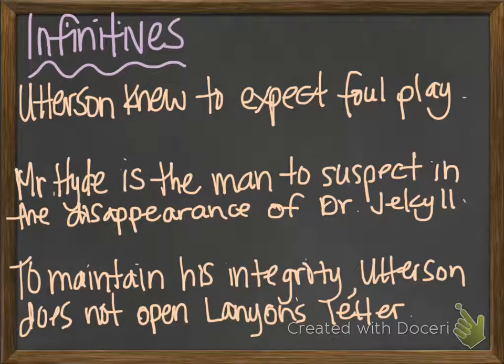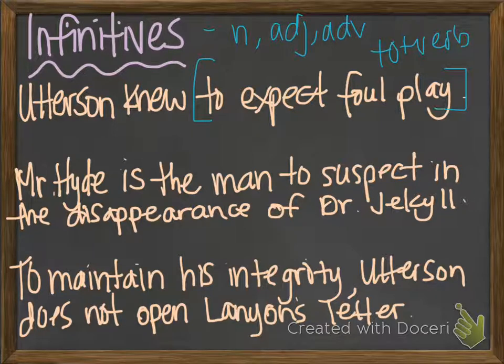Lastly, we have infinitives. Infinitives are tricky because they can be nouns, adjectives, or adverbs, depending on their function. And what they look like is they're "to" plus a verb. Utterson knew to expect foul play. Here we have an infinitive phrase that's acting as a noun, because you have, Utterson knew what? He knew to expect foul play. That's what he's expecting. That's what he knew.